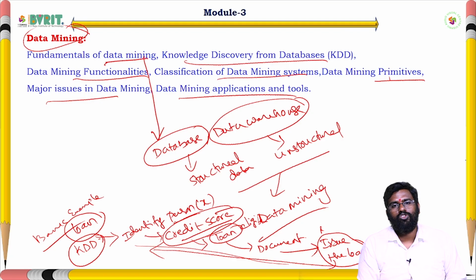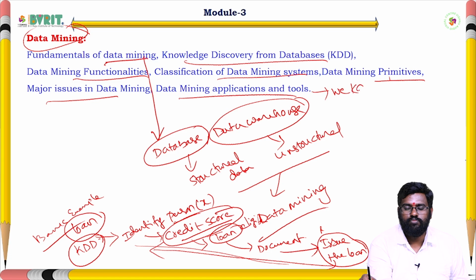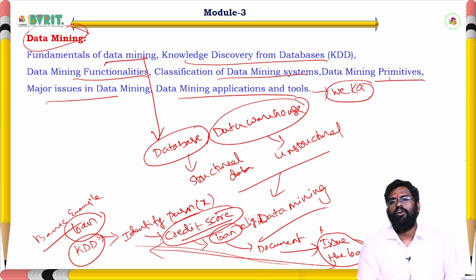In data pre-processing time also, in the data cleaning step, if we have many missing values across many rows, identifying and rectifying those will take more time to reduce. These are the different types of issues. Now data mining applications and tools. The tool used is Weka. It is a type of graphical user interface used to implement data mining.